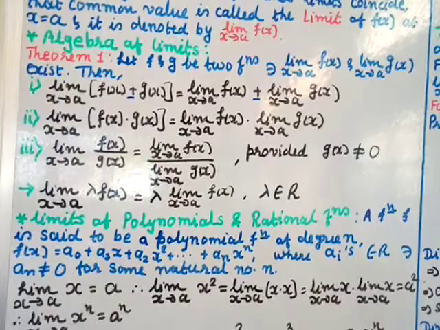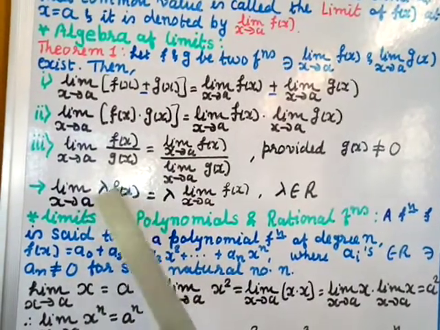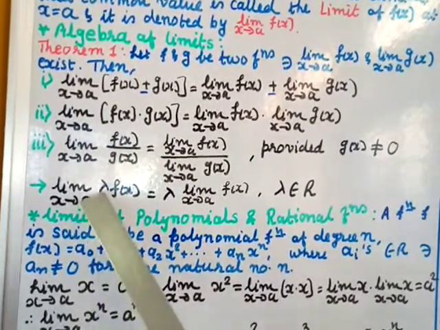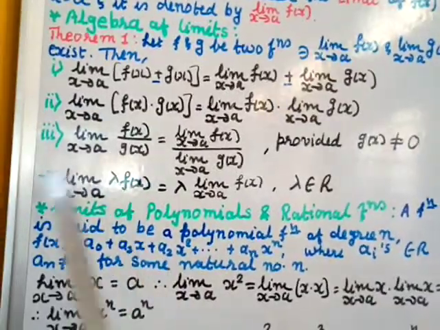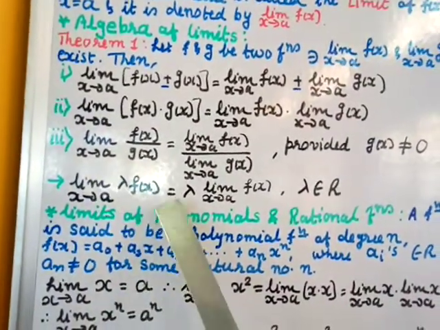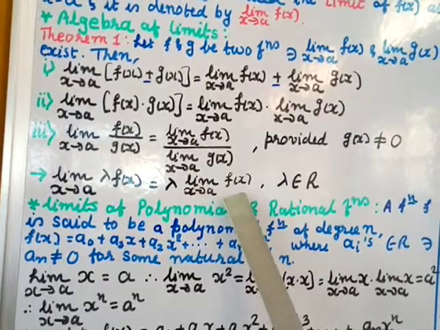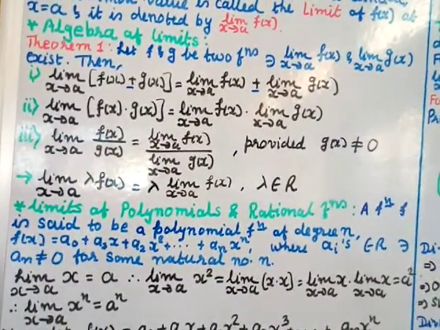So here you get limit x tends to a f(x) divided by limit x tends to a g(x), provided g(x) should not be 0. Number 4, limit x tends to a lambda f(x). Now this lambda is any real number. Then the real number or the constant you can just take out of the limit, and this will give you equal to lambda times limit x tends to a f(x), lambda belongs to R.